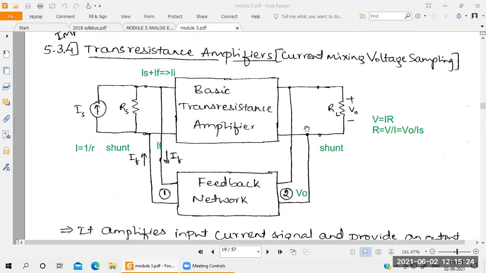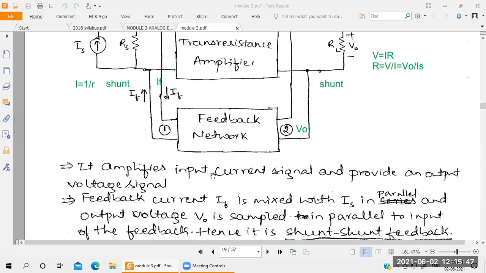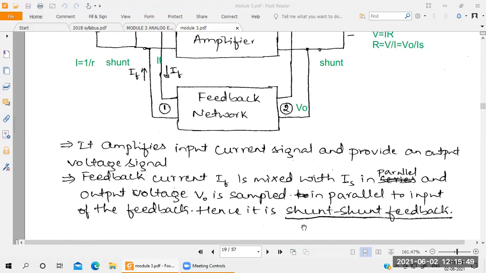Trans resistance means you take according to the resistance equation. According to Ohm's law, what is our equation here? V by I, right? So this output voltage is controlled by the input current. V by I means V naught by IS. Understood? Based on that, you have to write this amplifier. The feedback network is divided in shunt and shunt. This one is shunt to shunt feedback, parallel to parallel feedback here.